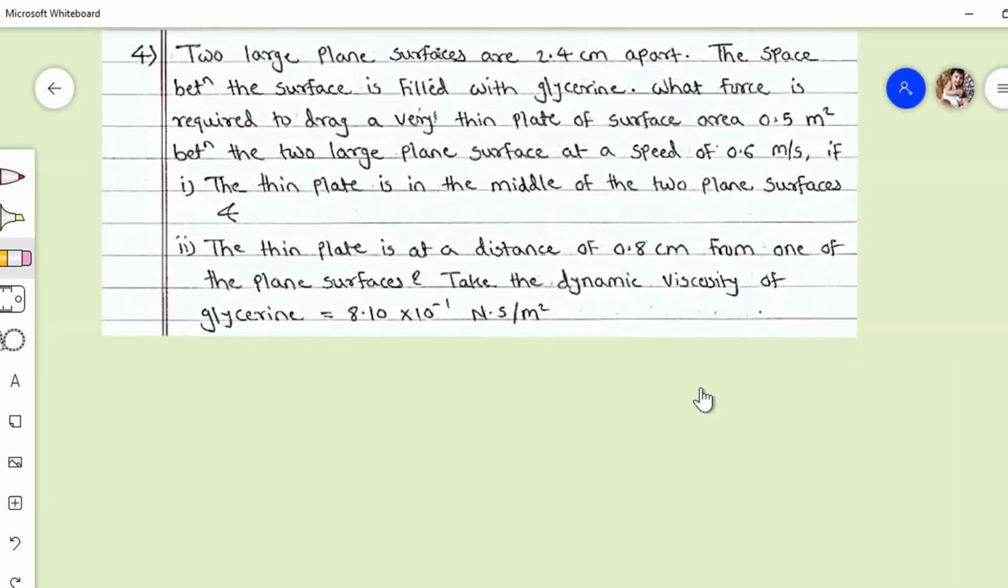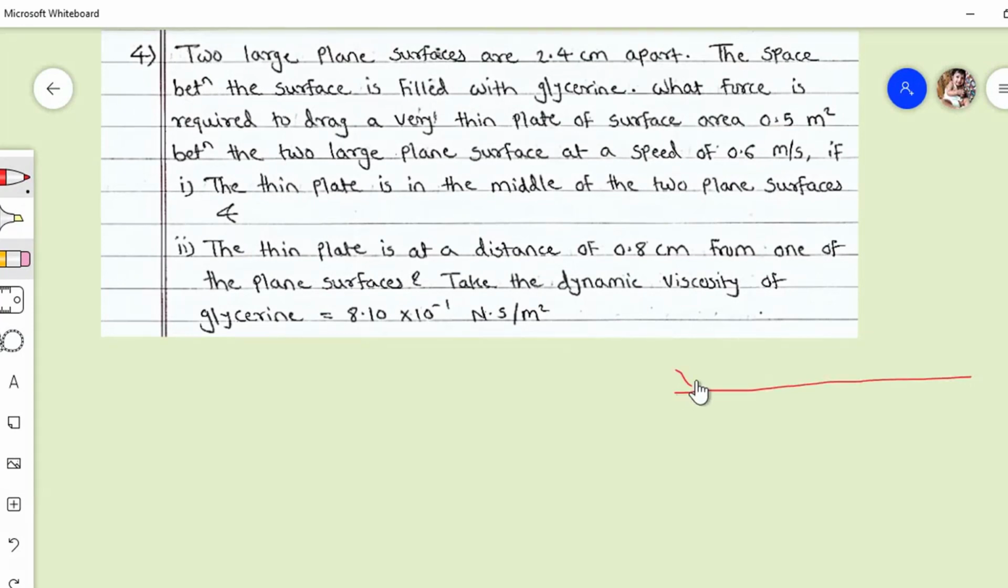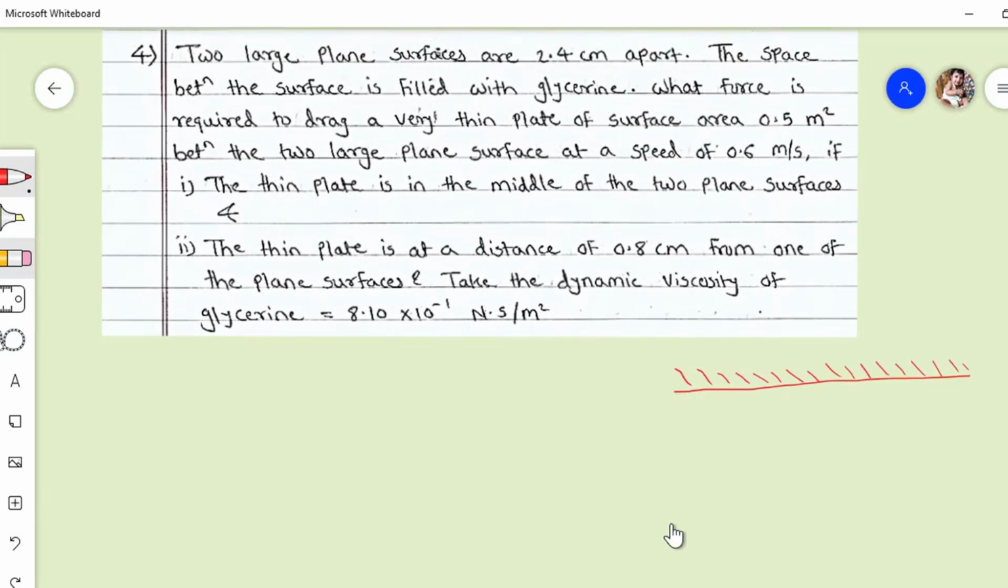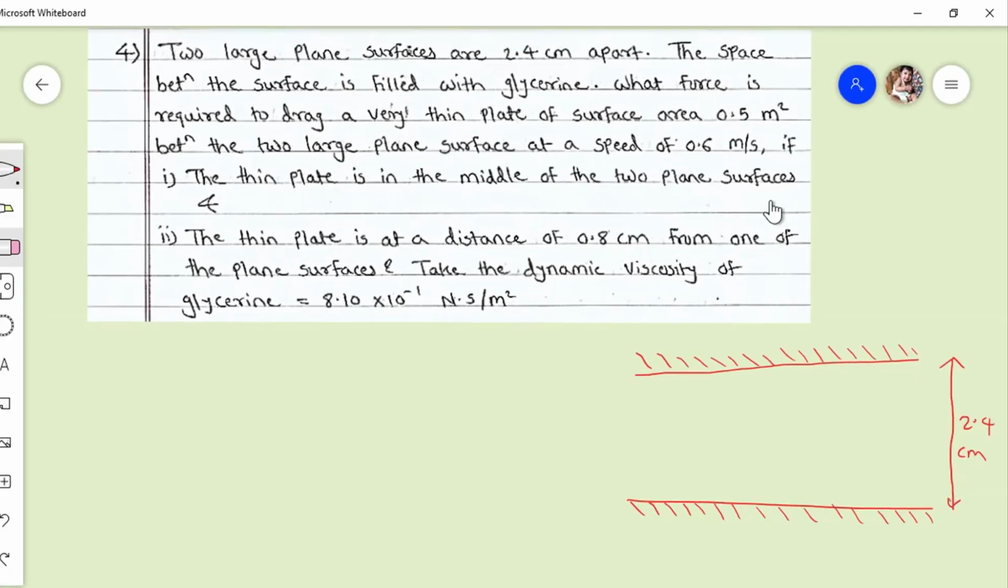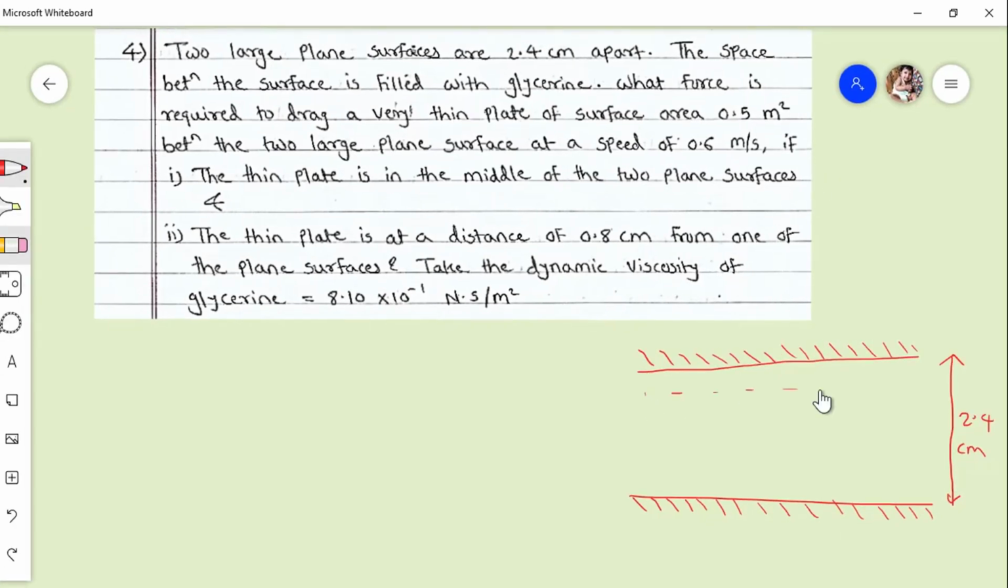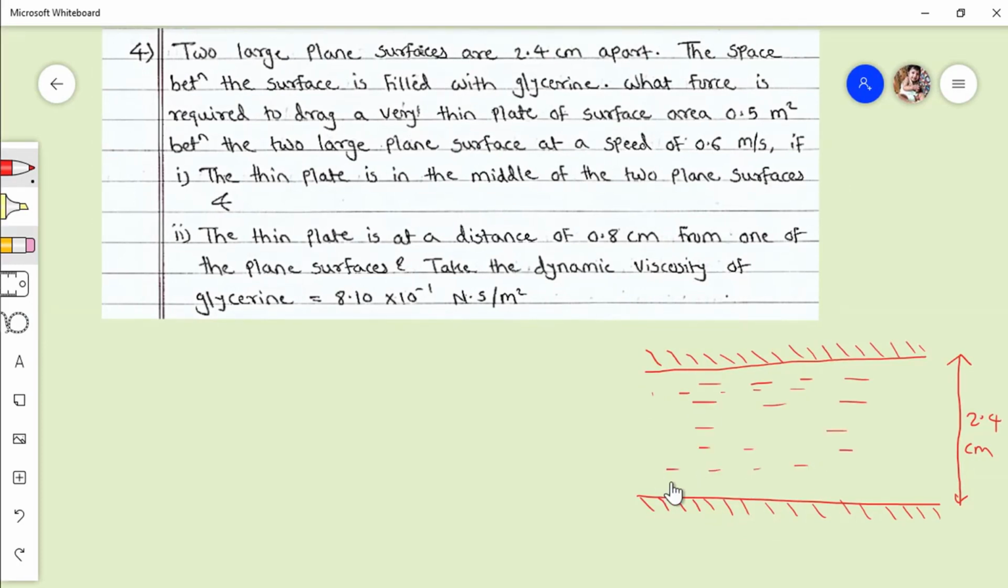So we have two large surfaces. If I draw the diagram, this is the first surface and this one is the another surface. So these are the two large surfaces and the distance between these two fixed plate is 2.4 centimeter. What is here? Glycerin. This is filled with the glycerin. What force is required to drag a very thin plate of a surface area 0.5 meter square? So somewhere here there is a plate. Let's assume this is a very thin plate and the area of this plate is given.